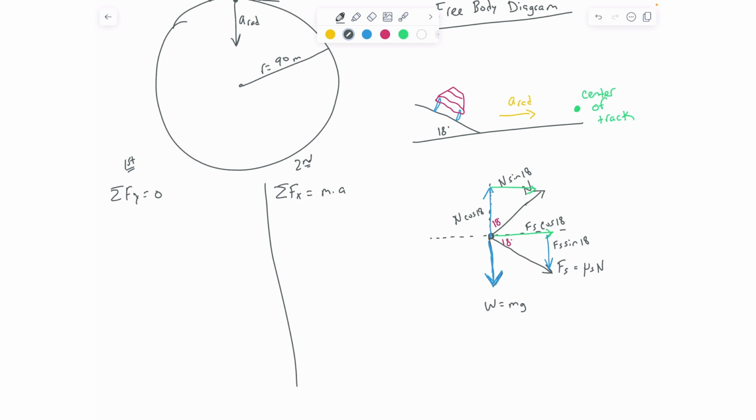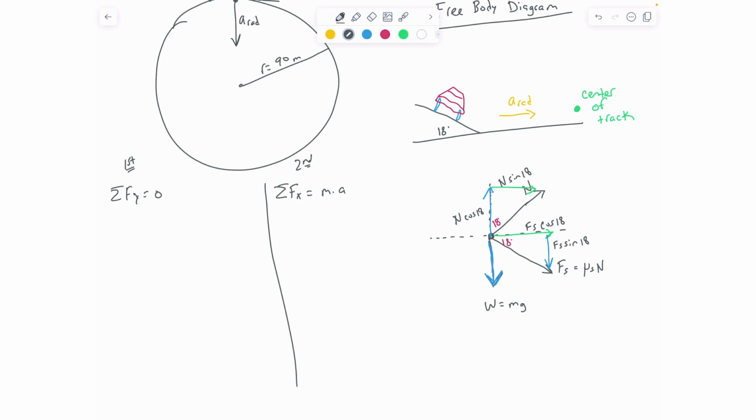Okay? So in Y, let me just go here. We have this going up, and these two are going down. So we have one going up, and these two are going down. So all we have to do is just write that in.